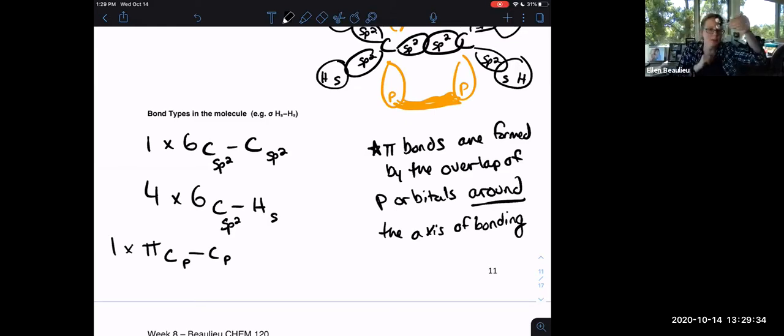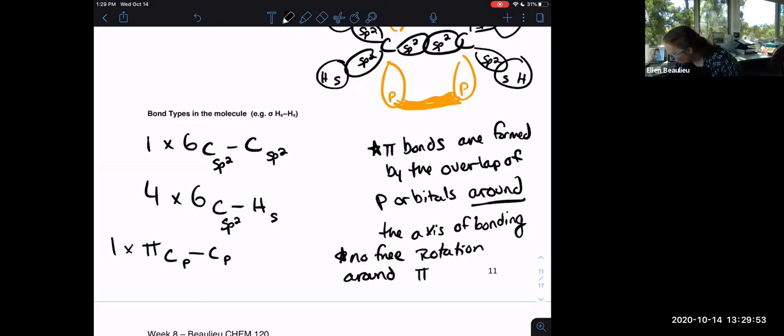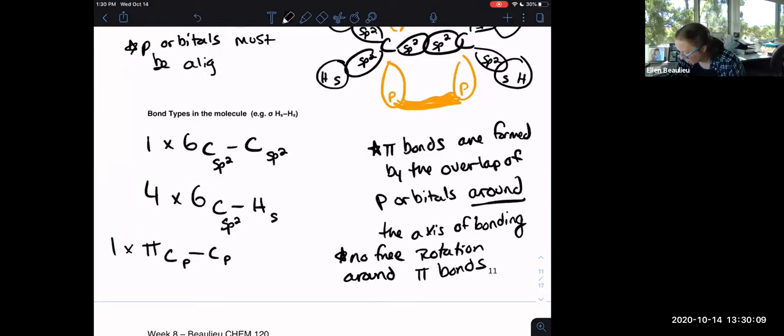Here's a molecule that has a double bond. I can't take my model and rotate it. It's impossible without breaking those plastic bonds. So there is no free rotation around pi bonds. If a bond is built with a pi bond, they must stay aligned. P orbitals must be aligned to form those pi bonds.